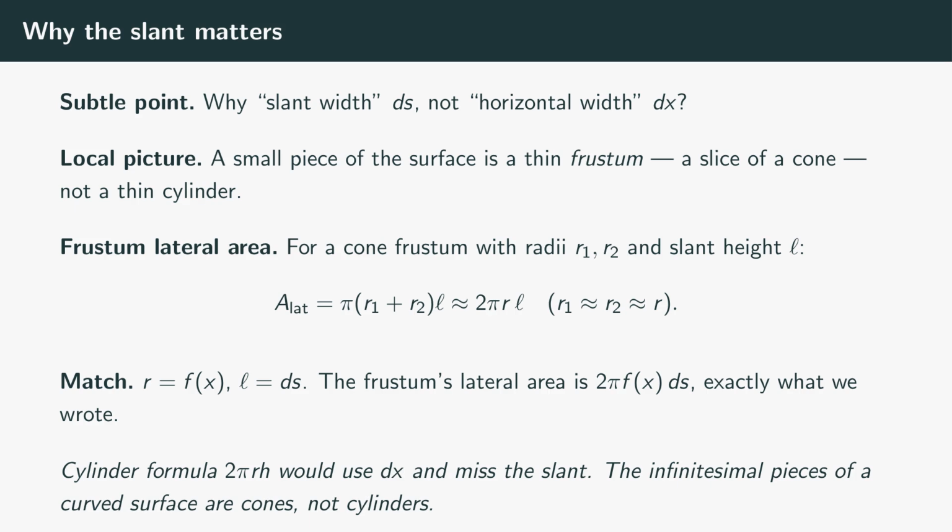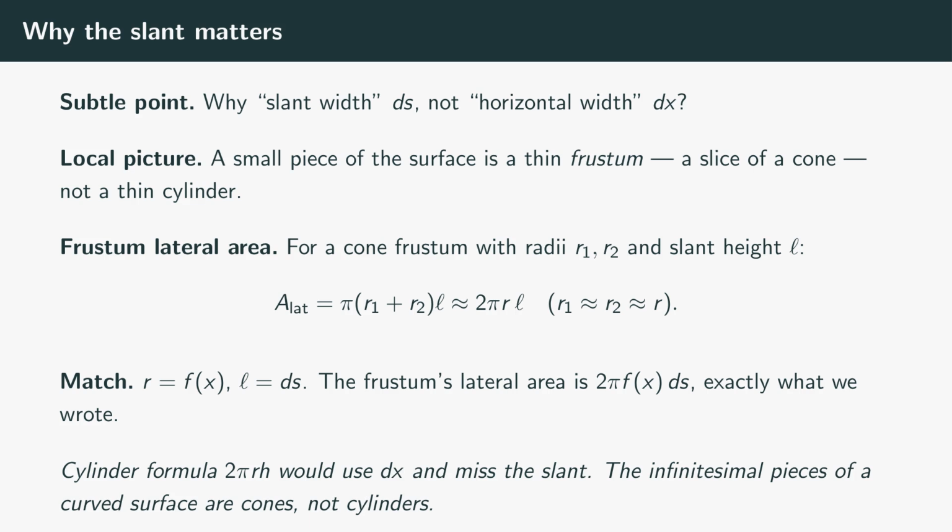Match terms to our setup: r equals f of x, the radius at position x, and l equals ds, the slant width, the length of the curved segment from x to x plus dx, not the horizontal distance dx. So the lateral area is 2 pi f of x times ds, which is exactly what we wrote. If instead you use the cylinder formula 2 pi r h with h equal to dx, you get 2 pi f of x times dx. That undercounts whenever the curve is slanted, which is almost always.